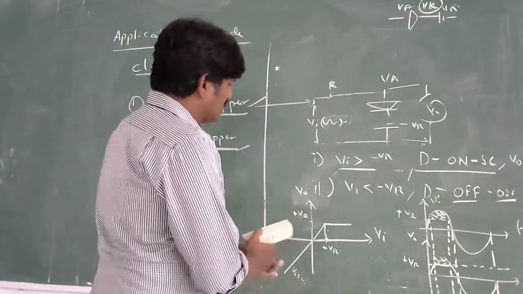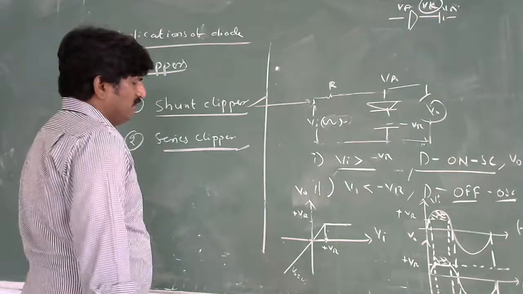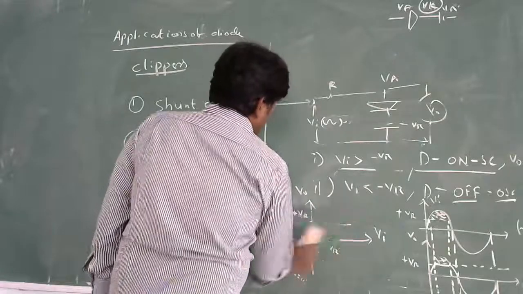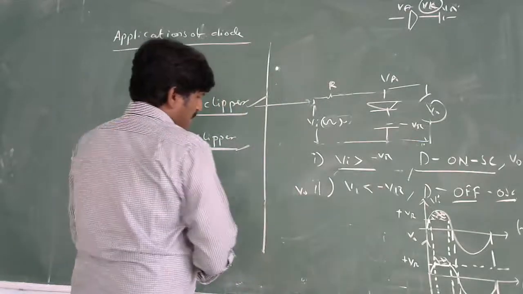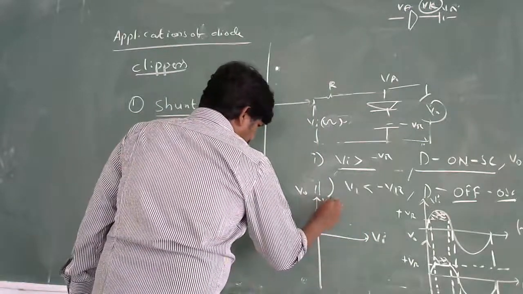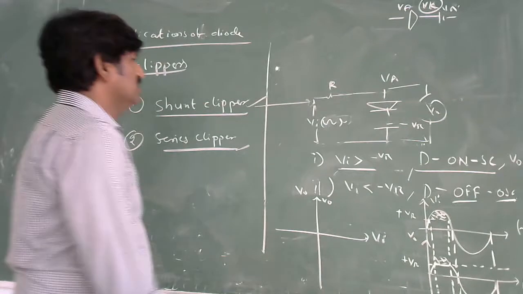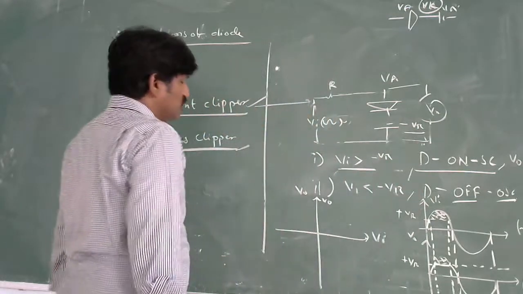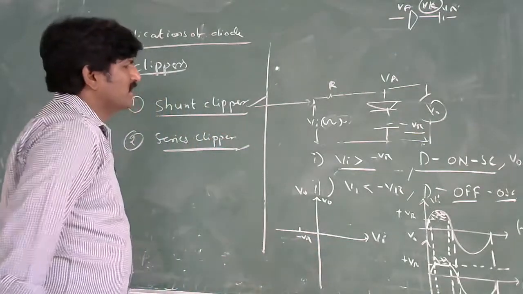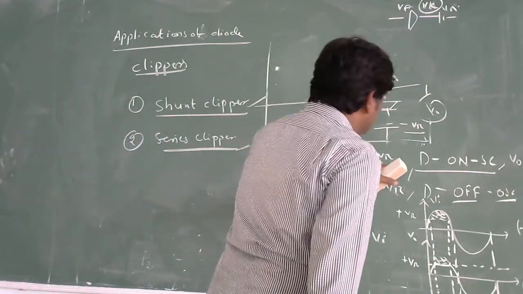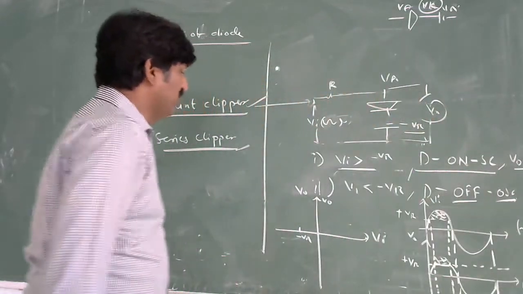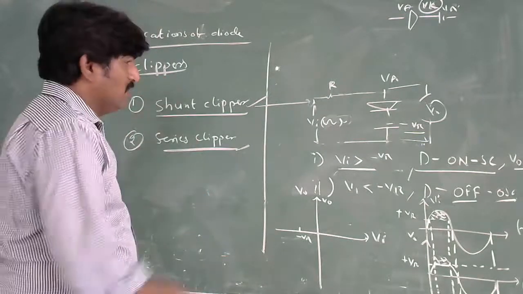Now you can draw the transfer characteristics for this, very simply. Here we have the reference voltage minus VR. Then you can draw like this, taking Vi over the x-axis and V0 over the y-axis. You are taking the reference voltage as negative, so you should understand the negative reference voltage. First condition: when Vi is greater than minus VR, the output follows only the reference voltage, meaning minus reference voltage.